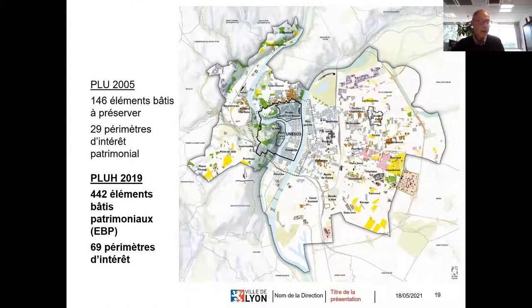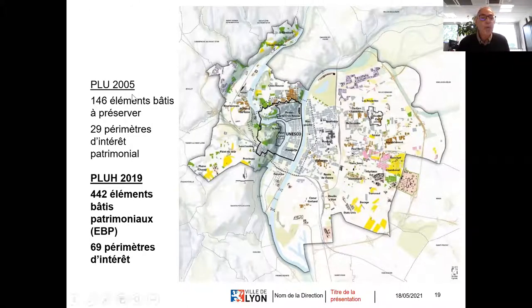Patrimoine plus commun, attaché au quotidien, il est le témoignage de l'histoire d'un territoire, de son développement et de sa transformation. L'enjeu de sa révélation est donc primordial, d'autant qu'il souffre d'une grande fragilité due à son caractère ordinaire, mais également à la pression de contextes urbains en forte mutation. À ce titre, le PLUH joue un rôle de transmission d'un héritage à intégrer dans la construction de la ville de demain.